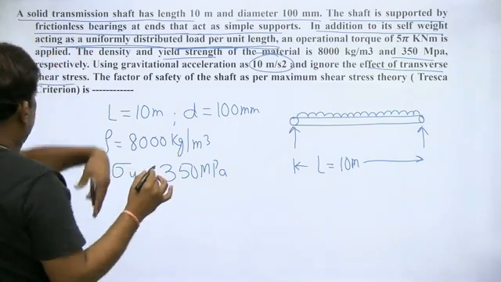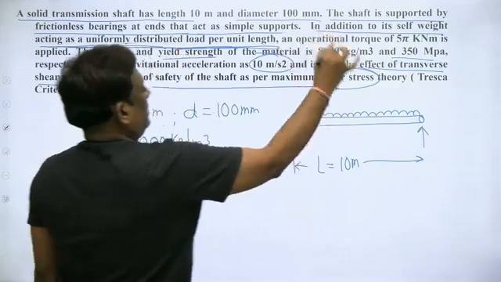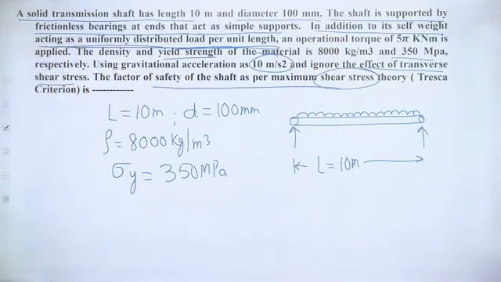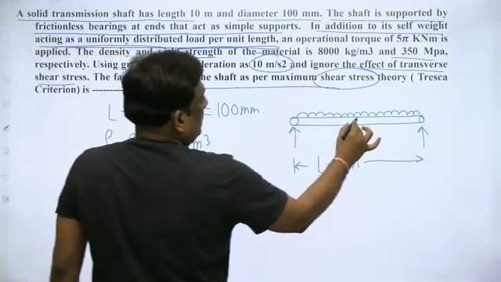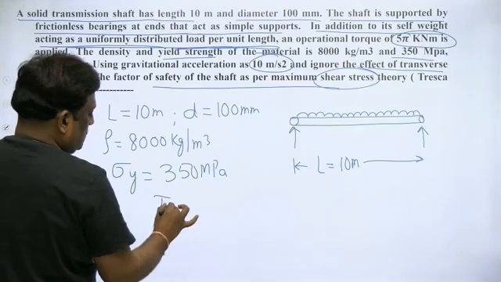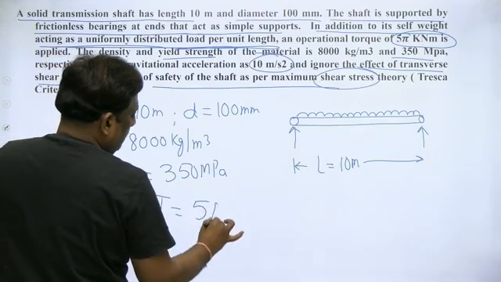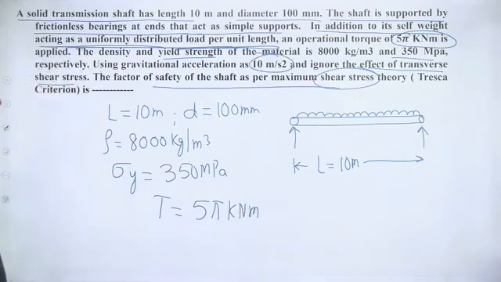Okay, transverse shear. Find the factor of safety as per Tresca theory or maximum shear stress theory. This is also a good question. But he also said, apart from this, it is also subjected to a torque of 5 pi kilo Newton meter. Let us try to solve this question. Let's try to solve this question.